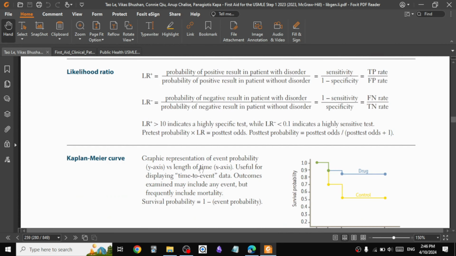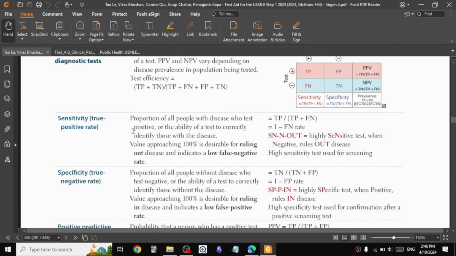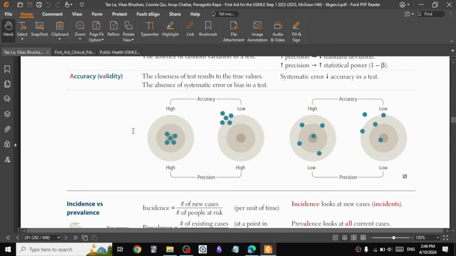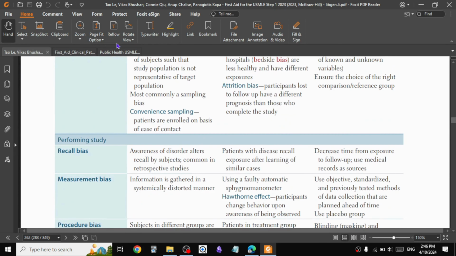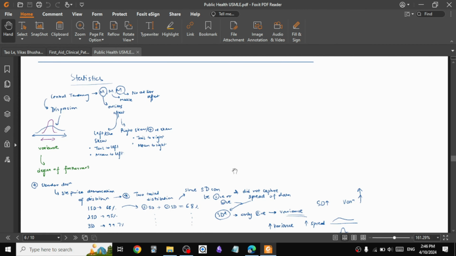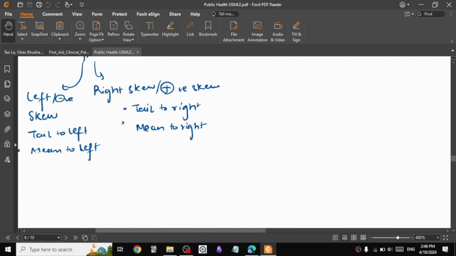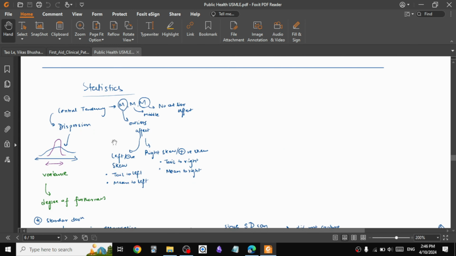So this was risk and stuff, and I'll come back to the Kaplan-Meier curve. We've done most of this. Okay, so let me go into stats now. I've tried to simplify stats as much as possible, and I'm not going deep into statistics. If you want more technical details, you can watch some other playlist. I'm just focusing on what we need to know for USMLE Step 1.